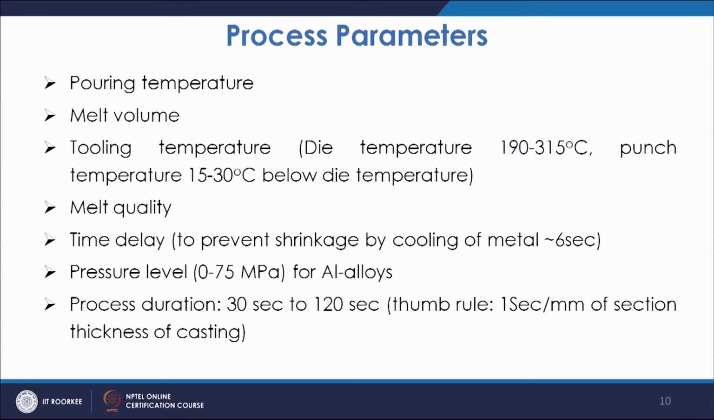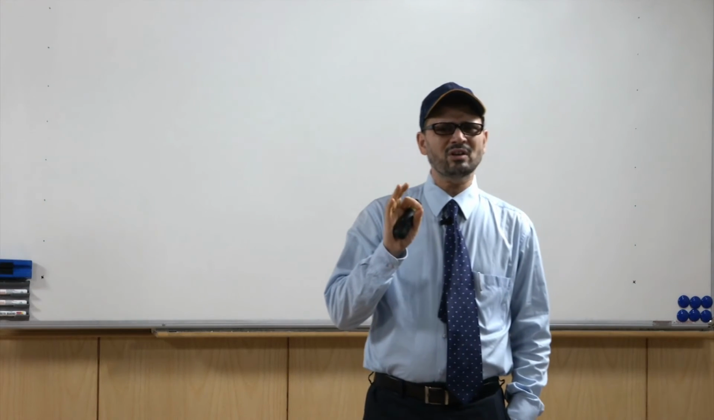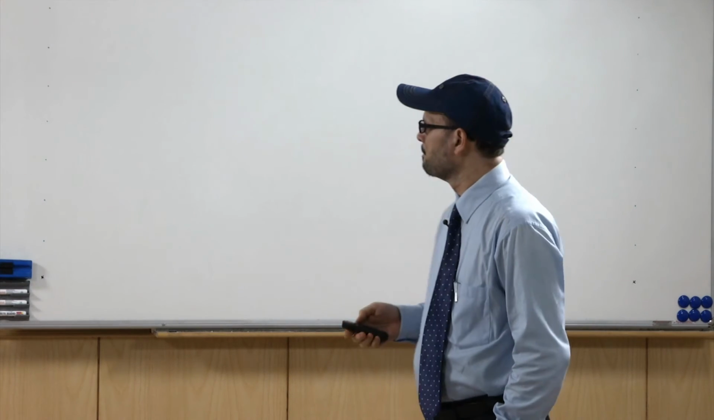So, die temperature is something close to 190 to 315 degrees centigrade, and then this punch temperature will be kept 15 to 30 degrees C below this die temperature. So, this way you have to maintain the temperature of the melt.